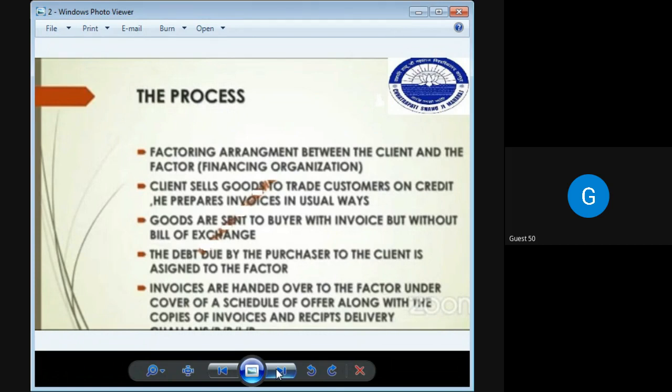Now the invoices are handed over to the factor under cover of a schedule of offer, along with copies of invoices and receipts. Then after assigning the amount, what is the next step? It is the release of funds by the factor against the invoices, and it can be up to 80 to 90% to the seller, the company. Okay.